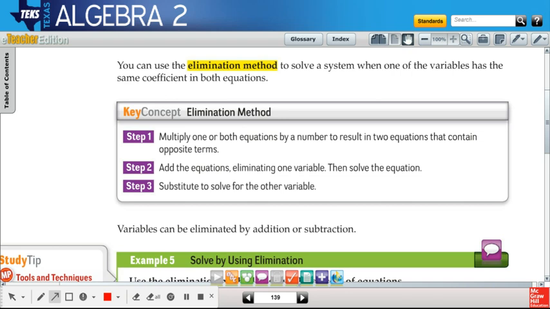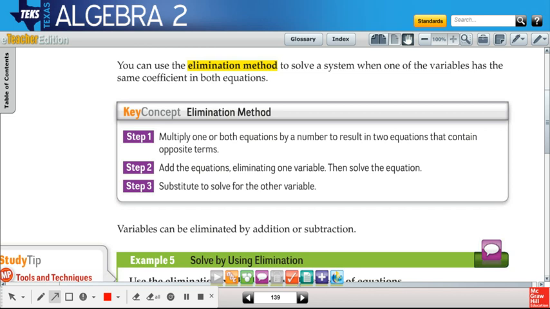Step 1 for the elimination method: multiply one or both equations by a number to result in two equations that contain opposite terms. Let me repeat, opposite terms. If you want to eliminate a variable, it has to be the same variable in both equations. It has to have the same number, or same coefficient, and it has to have the opposite sign, which is the term opposite terms.